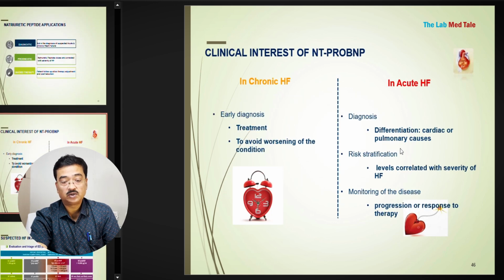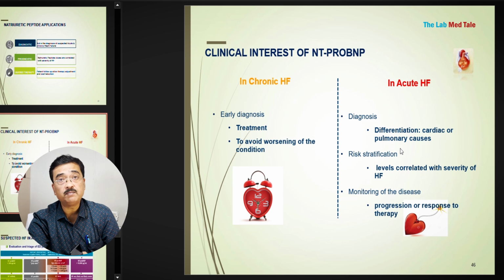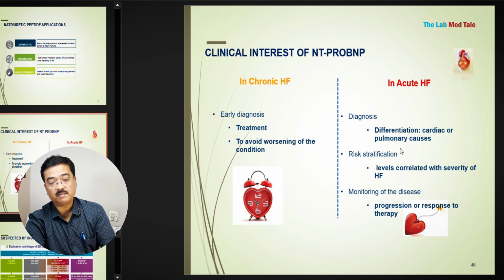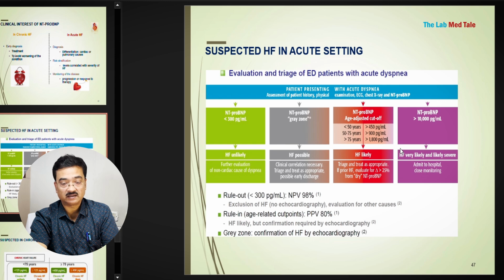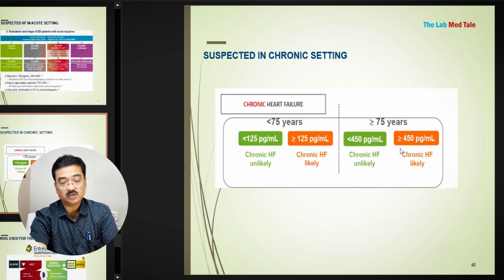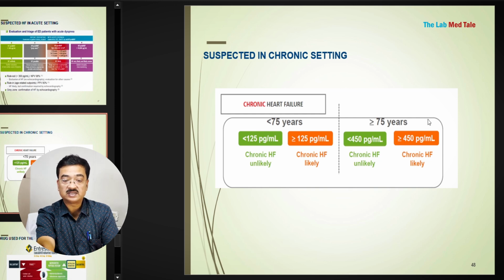So therefore, in chronic heart failure, it is used for early diagnosis, and in acute heart failure, it is a very important tool to differentiate shortness of breath due to heart failure from pulmonary edema or pulmonary-related dyspnea. So, these are the protocols. Now you see, in a suspected chronic setting, in those less than 75 years, more than 125 is definite for diagnosing a patient of heart failure. When the age is more than 75 years, as high as 450 picogram per ml can be a cutoff to diagnose heart failure.